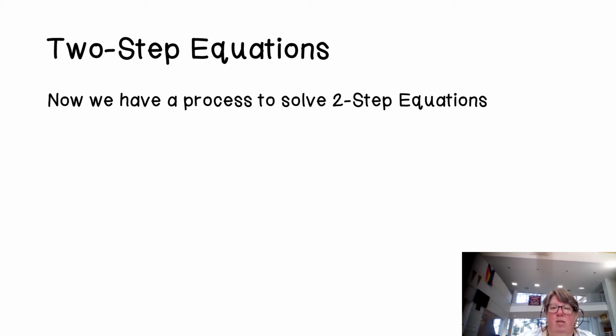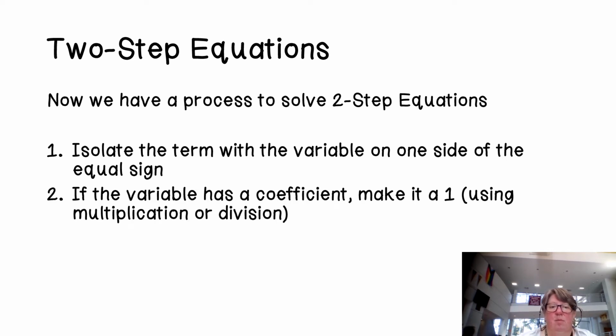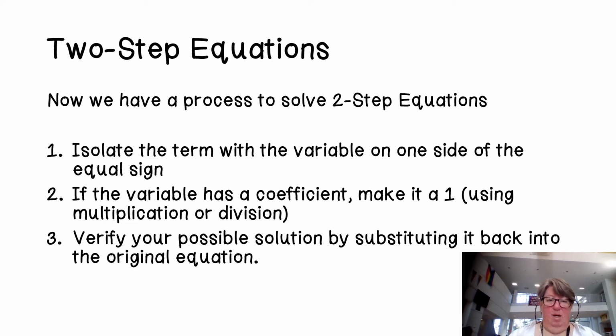So now we have a process for solving two-step equations. Step 1, isolate the term with the variable on one side of the equal sign. Step 2, if the variable has a coefficient, make it into a 1 using multiplication or division. And Step 3, verify your possible solution by substituting it back into the original equation.